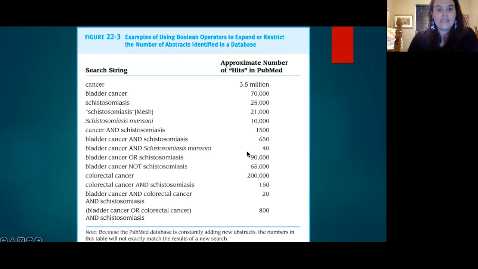But if you look at these, it might be too small, something like bladder cancer and colorectal cancer and... you know what, I'm not going to say it, and I would cut this out if I knew how to. But so you can get to small numbers, bigger numbers. So these are things to really think about when you're using your search.